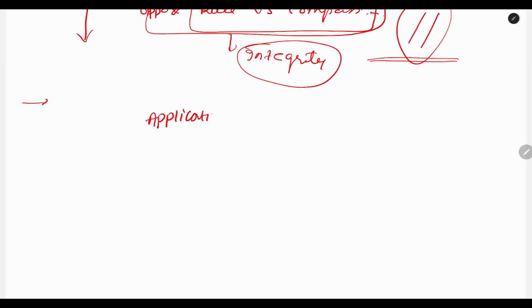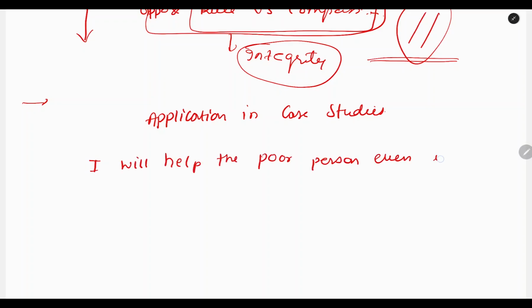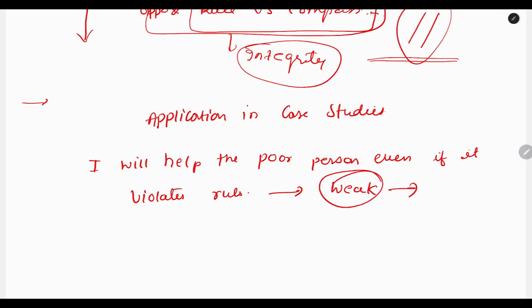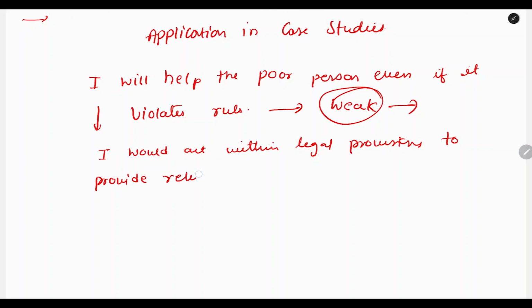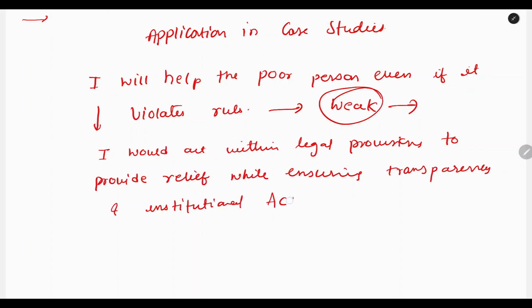Application in case studies. This mental model's application in case studies is like this. If you write, I will help the poor person even if it violates rules, then this is very weak, or this won't get you good marks. But instead, if you rewrite with a balanced approach like this: I would act within legal provisions to provide relief while ensuring transparency and institutional accountability. This is the language you have to start practicing to write the best answer in ethics. I hope you are getting my points.